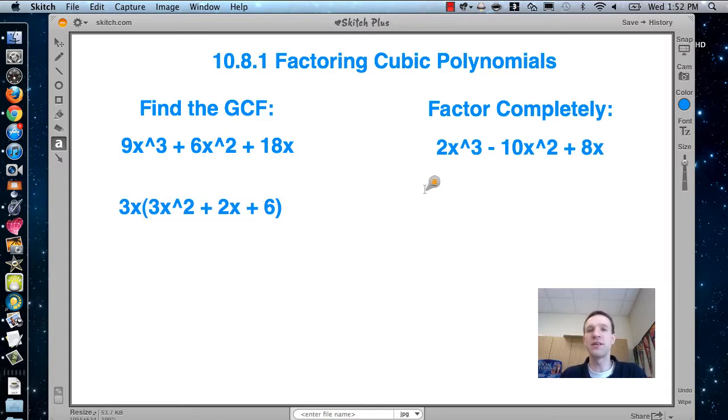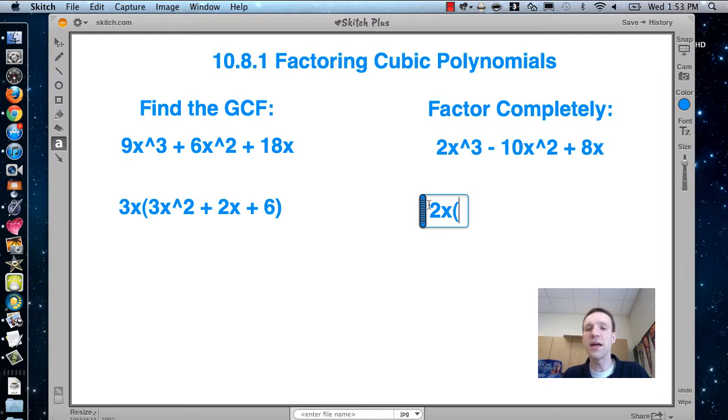Example number 2 over here is entitled Factor Completely. And the way we're going to do this one is to do the first step we did over here, but then take this trinomial at the end and factor it one more time. So let's check this one. 2x cubed minus 10x squared plus 8x. What can we factor out of 2x cubed, 10x squared, and 8x? I think we can factor out a 2x.